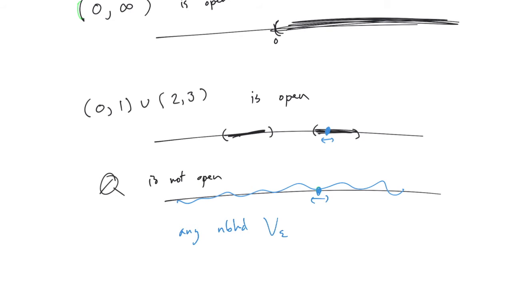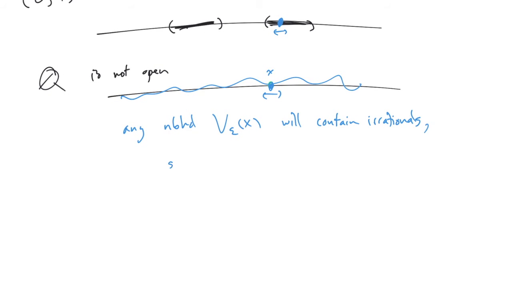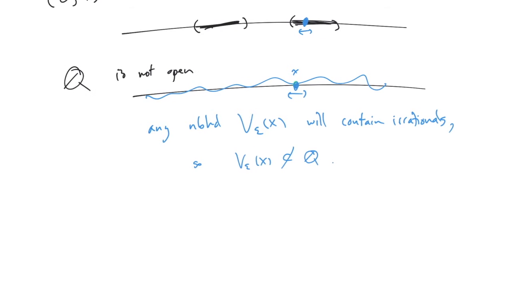So any neighborhood V epsilon, if that point I choose is X, will contain irrationals, because the irrationals are also evenly dispersed among the reals. Any neighborhood will contain irrationals. So this epsilon neighborhood is not a subset of Q, which would be required if it was going to be an open set. It means the neighborhood is a subset of the set we're talking about. So Q is not open.